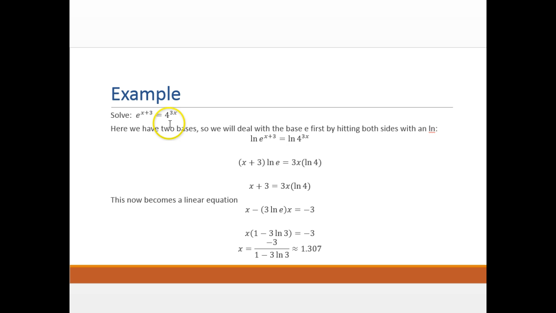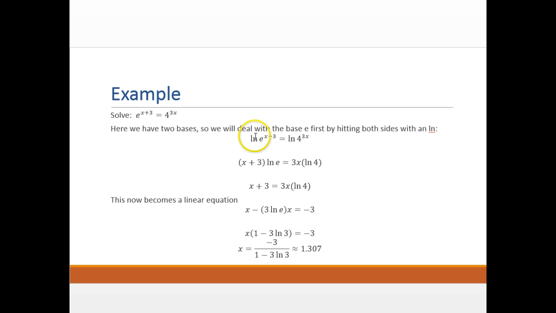Now we occasionally get a situation that's really ugly where we get multiple bases. We have e to the x plus 3 equals 4 to the 3x power. In this case we have two different bases. So we're going to choose to deal with the base e first just because we have base e on our calculator. It may wind up being a little bit easier to work with. So I hit both sides with the natural log. I get natural log of e to the x plus 3 equals natural log of 4 to the 3x.